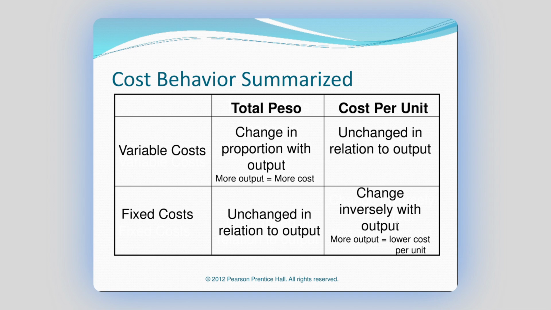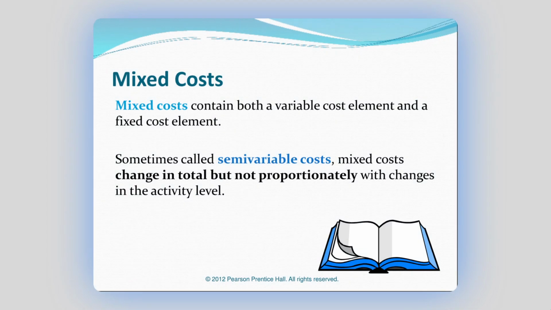Okay. We have also here class mixed cost, no? So, ano naman yung mixed cost natin? It is a combination of variable and fixed. Okay? Combination of variable and fixed. It both contain variable and fixed. That's why it is also known as the semi-variable cost. So the mixed costs change in total but not proportionately with the changes in the activity level.